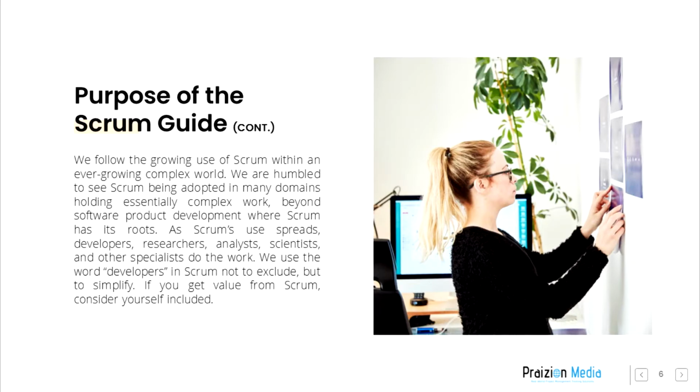We follow the growing use of Scrum within an ever-growing complex world. We are humbled to see Scrum being adopted in many domains, holding essentially complex work beyond software product development where Scrum has its roots. As Scrum's use spreads, developers, researchers, analysts, scientists, and other specialists do the work. We use the word developers in Scrum not to exclude, but to simplify. If you get value from Scrum, consider yourself included.